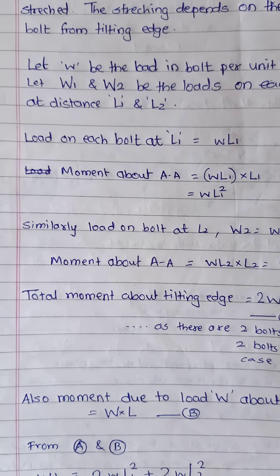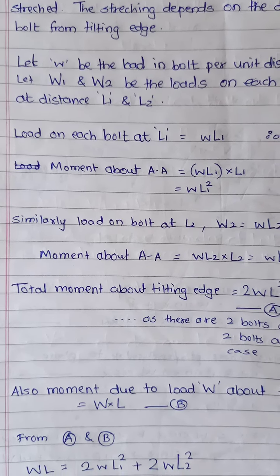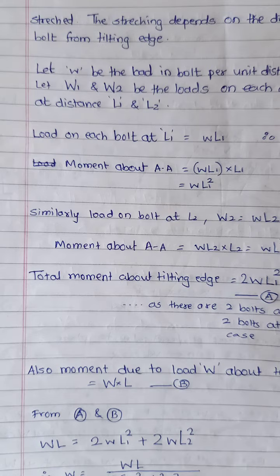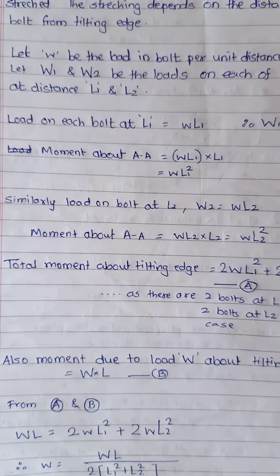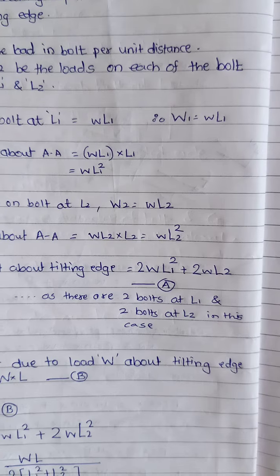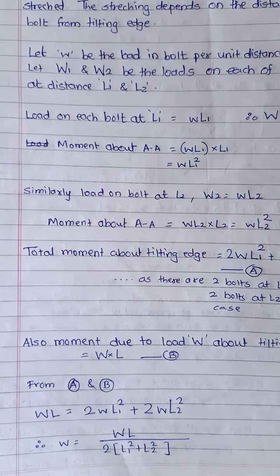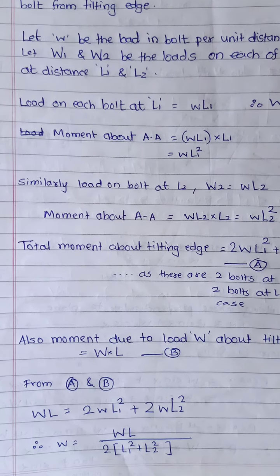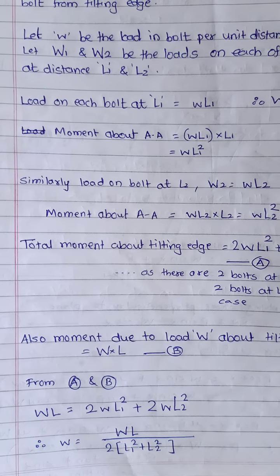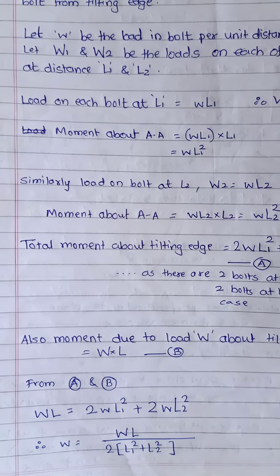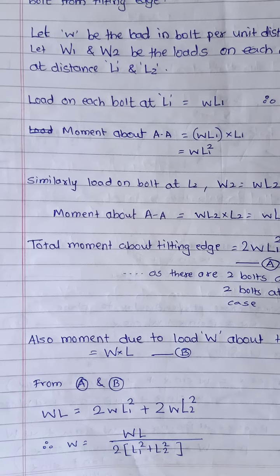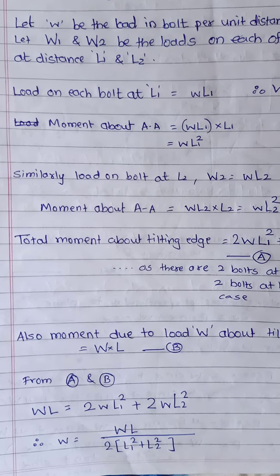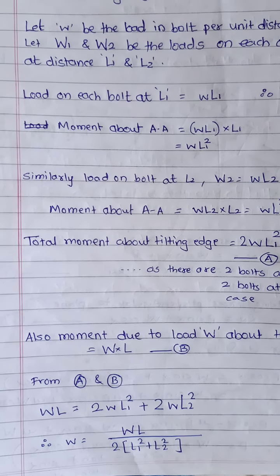Now let small w be the load in bolt per unit distance, and let W1 and W2 be the loads on each bolt at distance L1 and L2. So we are assuming W1 is the load on the bolts which are at distance L1 from the tilting edge. Here there are two bolts at L1. And W2 is the load on bolts number, let us say, 3 and 4, which are at distance L2 from A.